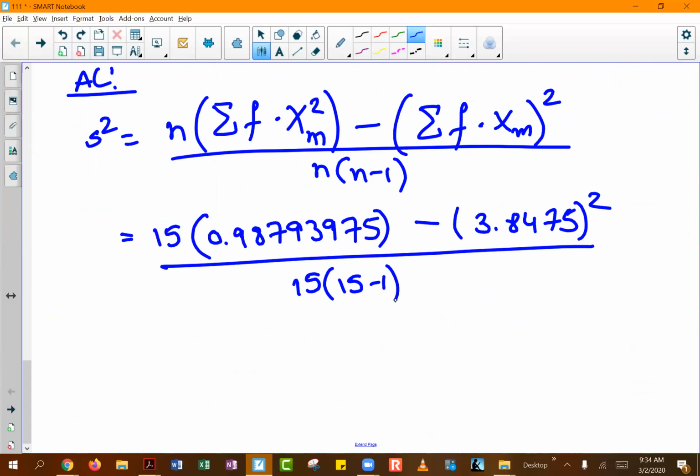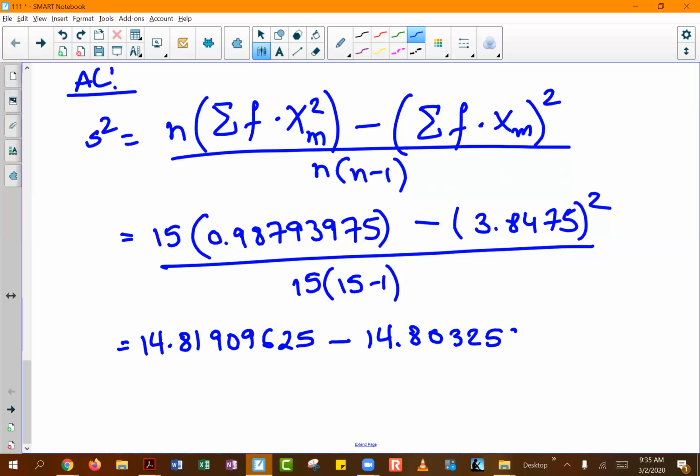Okay, so just bringing those values from our table to our formula. So now we are looking at 0.98793975 multiplied with our n value of 15, which is 14.81909625. And from that, we are subtracting 3.8475, which has to be squared first, right? And that's coming out to be 14.80325625, and then you're going to be dividing this by 15 times 14.